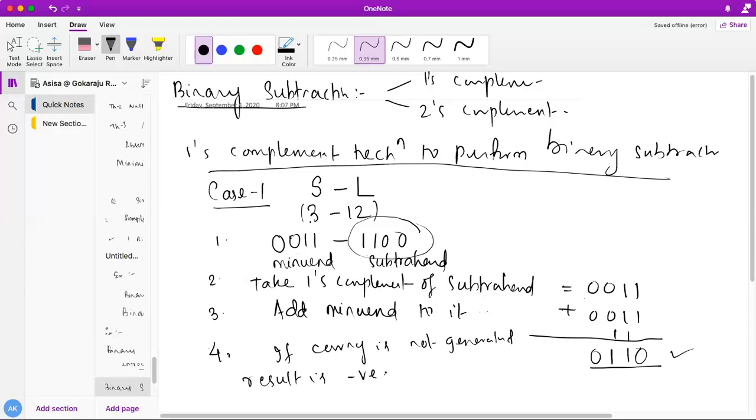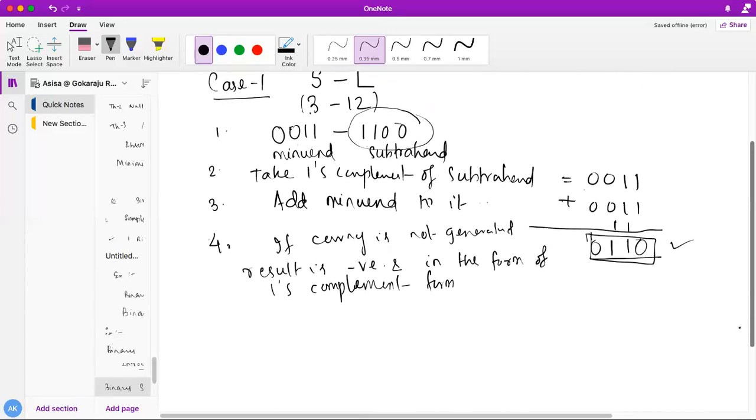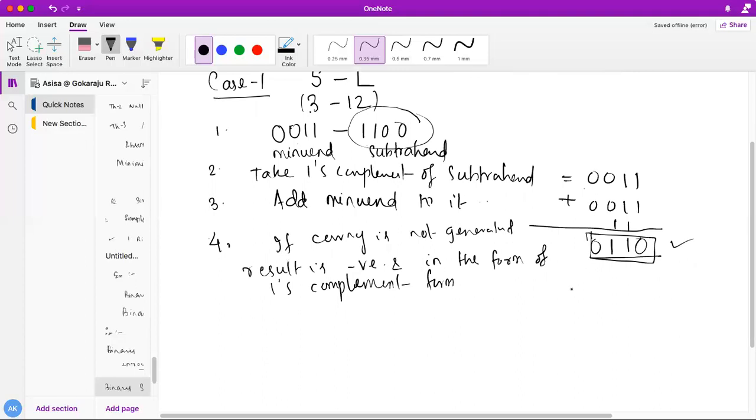To find out the actual result, what do you understand? If carry is not generated, obviously I have not yet got any carry over here. If carry is not generated, the result is negative, and this result is in the form of 1s complement. Do you all understand, students, what I have told? If the carry is not generated, then the result is negative and is in the 1s complement form.